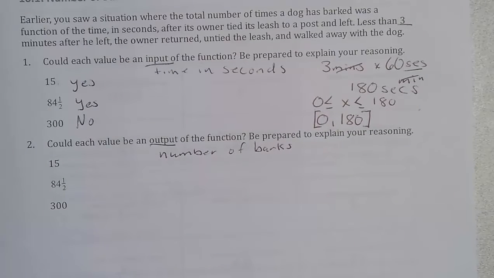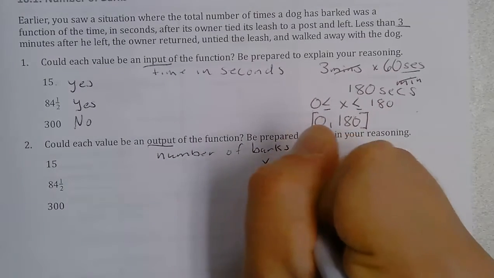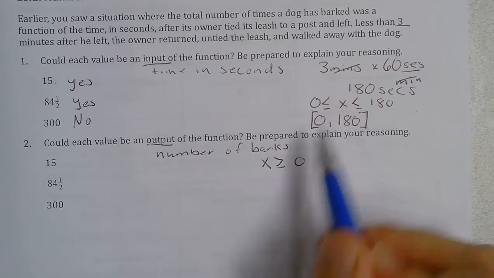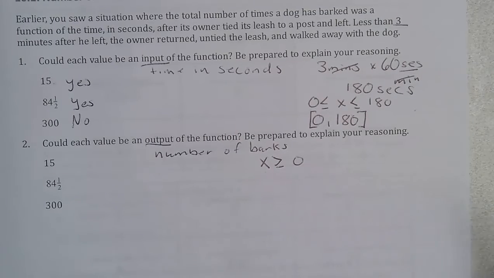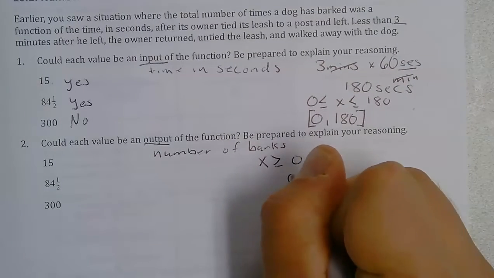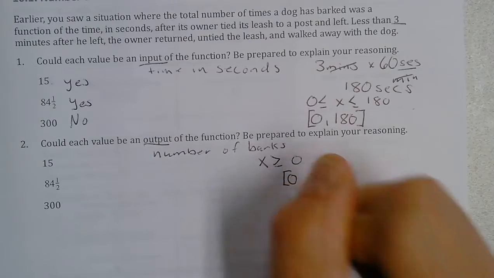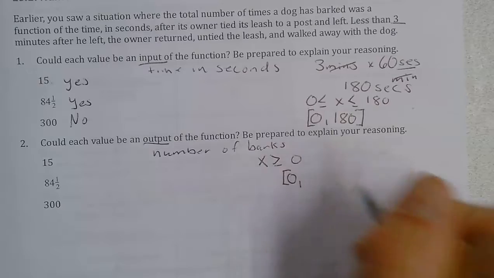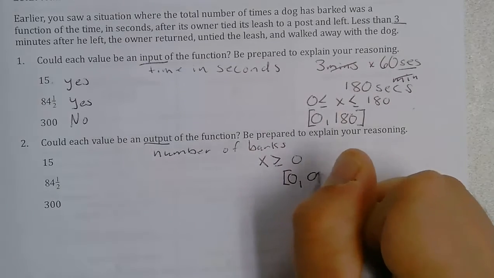Now, our output of the function is the number of barks. So really, our number of barks would just be x is greater than or equal to 0. A dog could bark as many times as it wants or it could bark not at all. That's one way to express it with greater than or less than signs. Or we could say the number of barks goes from 0, I'm using a bracket because we could have 0 barks, theoretically to infinity.